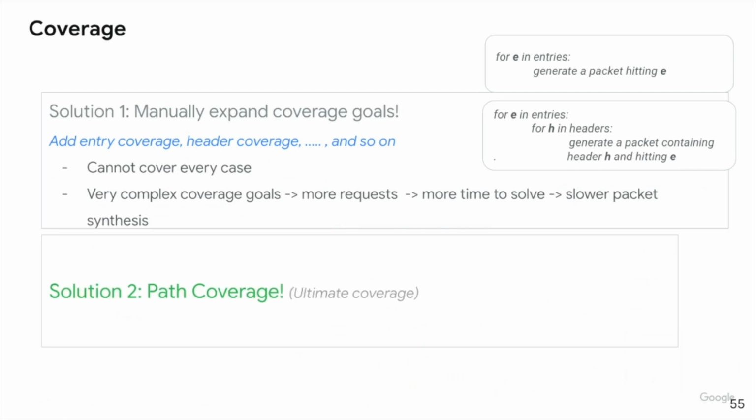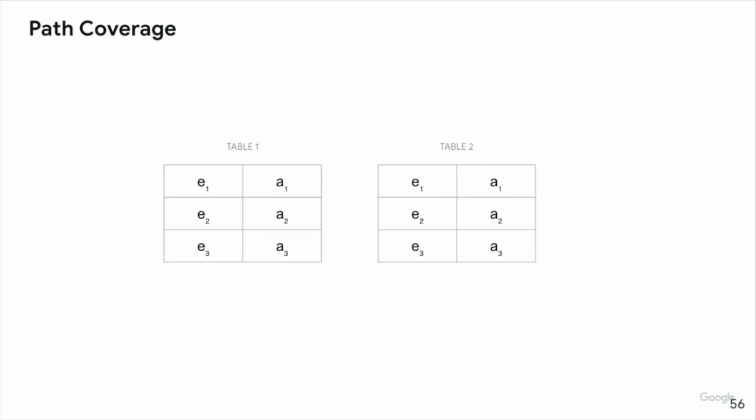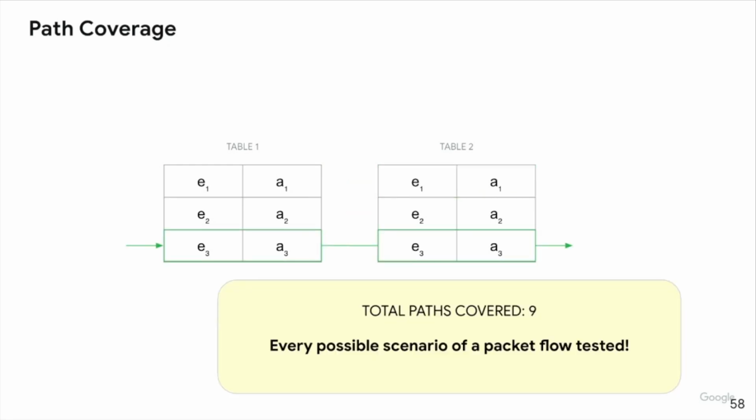So the next solution is to use path coverage, which is the ultimate form of coverage. Path coverage means, let's say you have 2 tables. A packet could take the first entry of the first table and the second entry of the second table. It could take every row from table 1 and table 2. And this way, the packet could have taken 9 paths, so that every possible scenario of packet flow will be tested in this way.